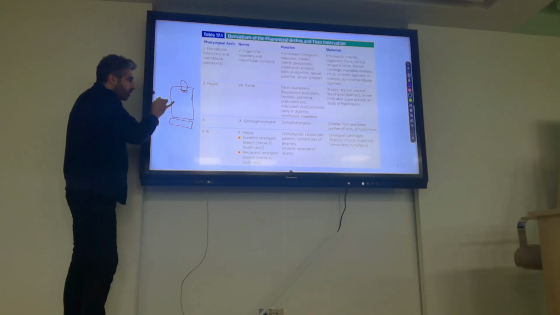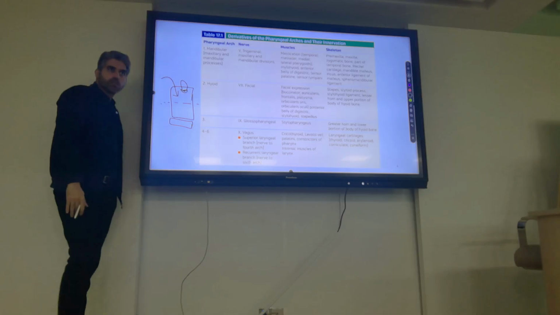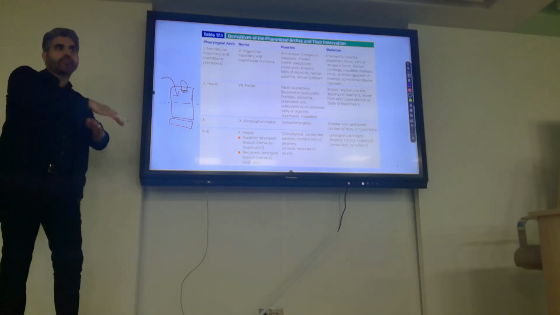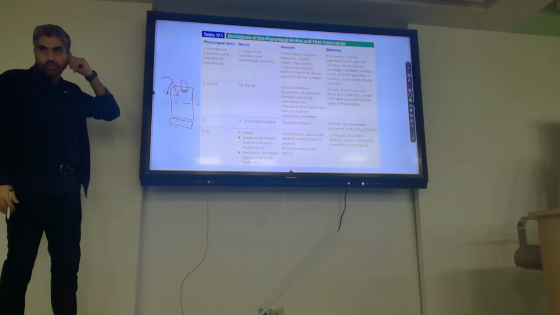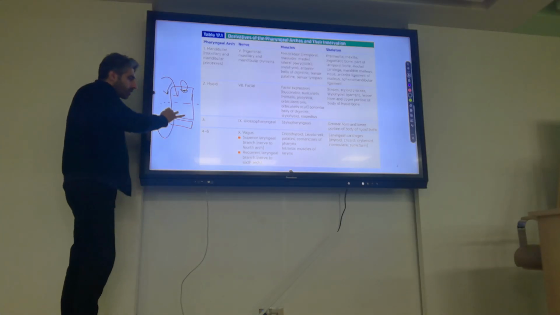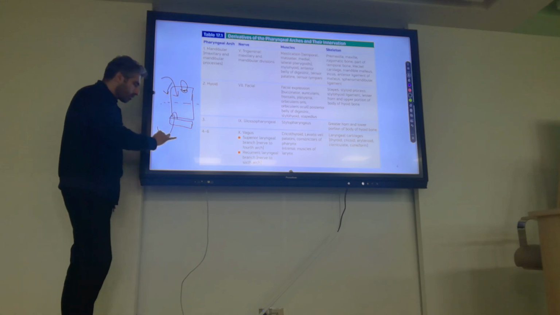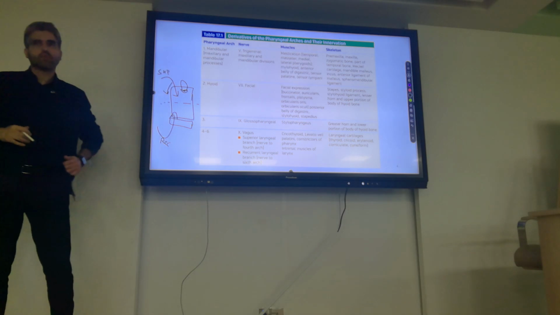The sense of the larynx, the upper half, is by superior laryngeal. It has internal laryngeal nerve and external laryngeal nerve, so it's from superior laryngeal nerve. The lower half of the larynx, the sense is by recurrent laryngeal. This one is superior laryngeal.